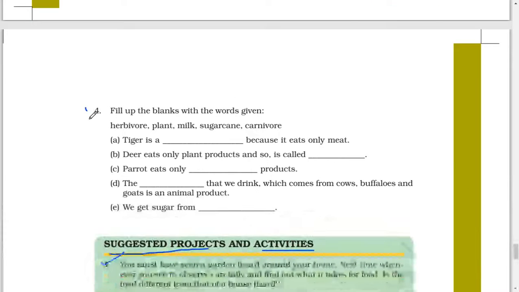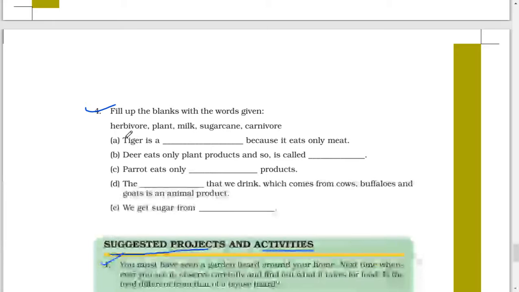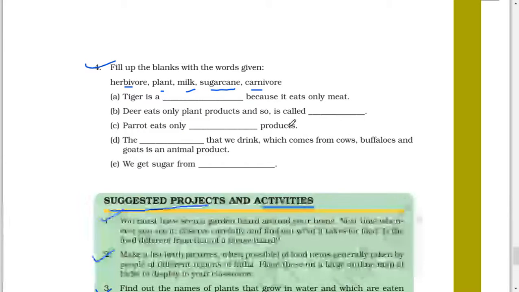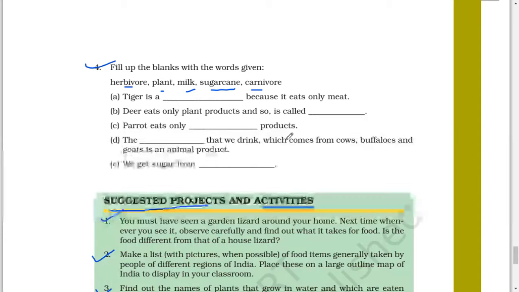Next, fill up the blanks with the words given. Herbivore, plant, milk, sugar cane, carnivore. Tiger is a dash because it eats only meat. Deer eats only plant products and so is called dash. Parrot eats only dash products. The dash that we drink, which comes from cows, buffaloes and goats, is an animal product. We get sugar from dash.